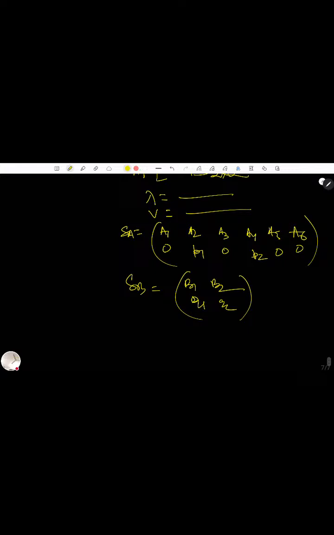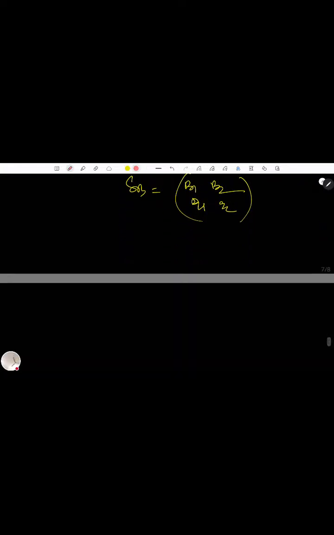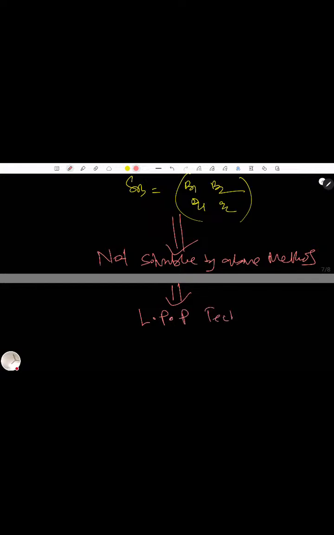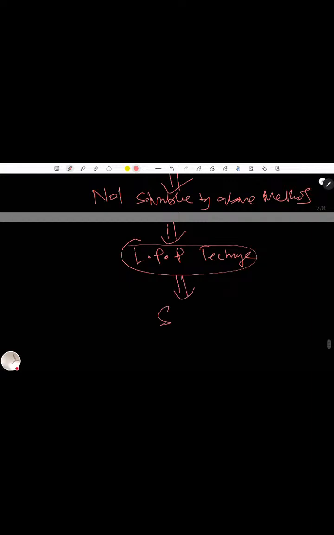Now coming to the final case. In the final case, what will happen? If it is not solvable by the above methods, then we have to use the linear programming problem technique, the LPP technique. And in particular we use the simplex method. I will not work out the details of the simplex method. The individual lecture you can see, it is already there.